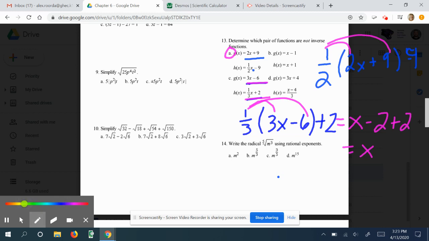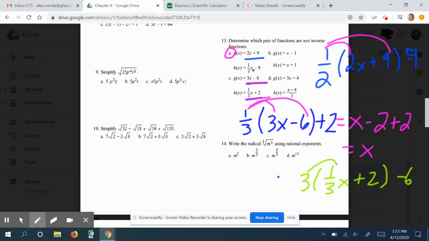Okay, and so I would say 3 times 1/3 x plus 2 and then minus 6. So 3 times 1/3 x would just be x, and then 3 times 2 would be plus 6, and then we have minus 6. Those cancel out, and I just get x for both of them. So for sure, C are inverses, and you could pause the video and verify that the other ones are inverses of each other, or I guess you could just take my word for it. But C and B and D are all inverses, where A is not.